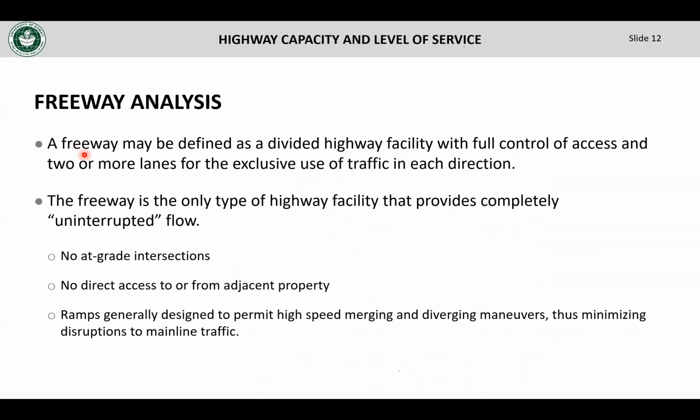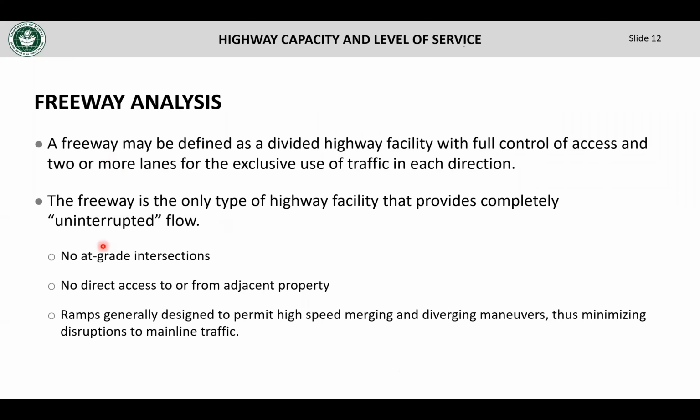So like it says here, a freeway may be defined as a divided highway facility with full control of access and 2 or more lanes for exclusive use of traffic in each direction. So if you have only 1 lane in each direction, that's not a freeway. The freeway is the only type of highway facility that provides complete uninterrupted flow.